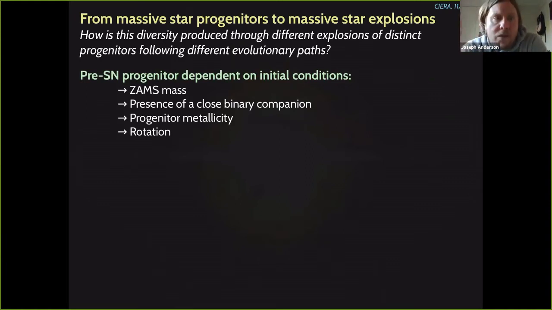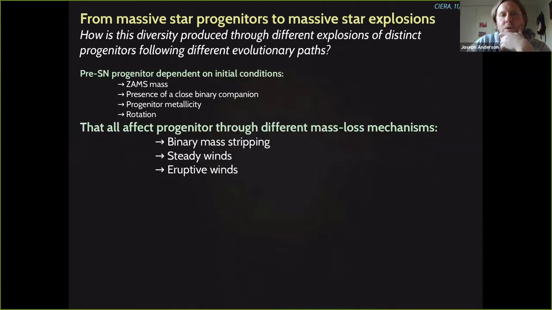So you start off obviously with some pre-supernova progenitor, which is dependent on the initial conditions. So the zero-age main sequence mass, the birth of the star, and the presence of a close binary companion. So whether the star has a close binary companion, what the parameters of that binary setup are between the two stars, the progenitor metallicity, the progenitor rotation, and other parameters.